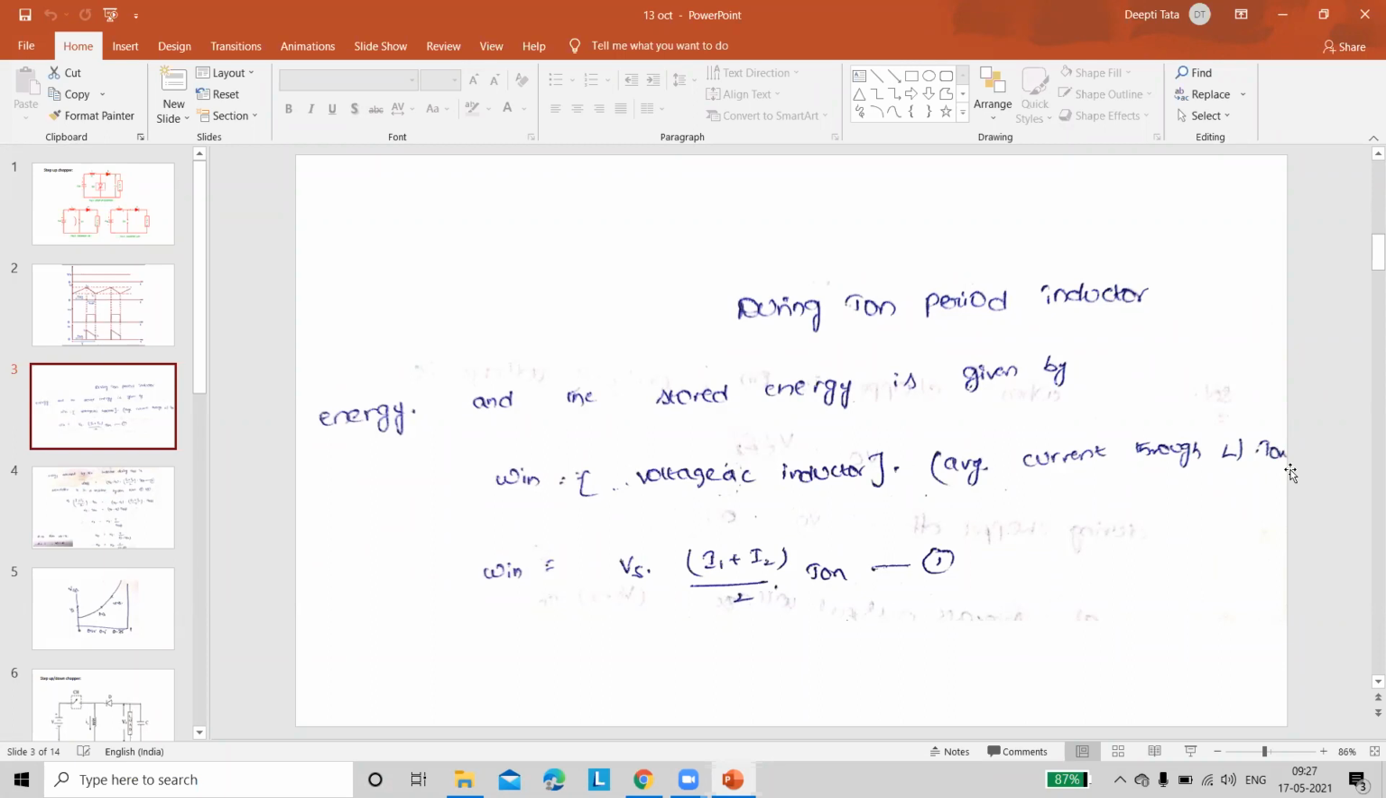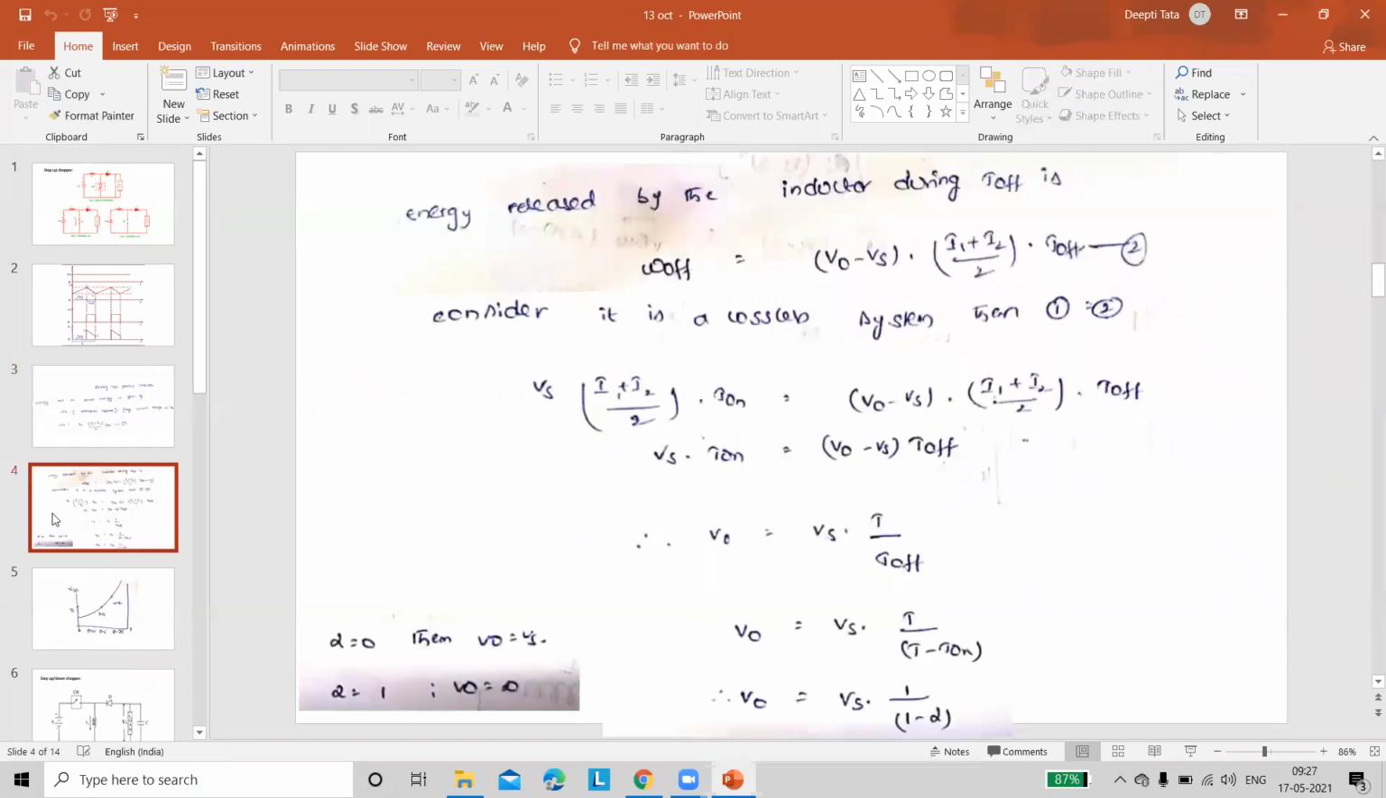Time period means whether it is on time or off time. You know that it is turn on time, so we have to represent here T on. And average current: already you know that in our chopper, the current is fluctuating between the two values I1 and I2. So average current is nothing but I1 plus I2 by 2. Say it is equation number 1.